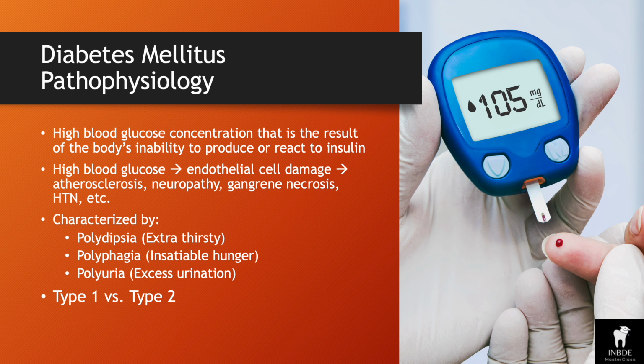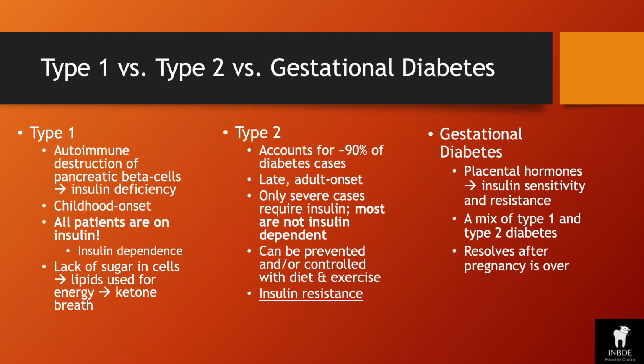And so with diabetes mellitus, there's three main things that characterize it. So patients experience polydipsia, so they're extra thirsty, polyphagia, an insatiable hunger, and then lastly polyuria or excess urination. And so with diabetes mellitus, there's also two subtypes of this. You have type 1, you can also have type 2, and then there's also even gestational diabetes, which we'll talk about in this next slide coming up.